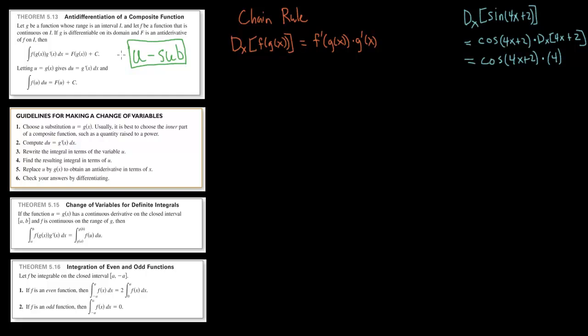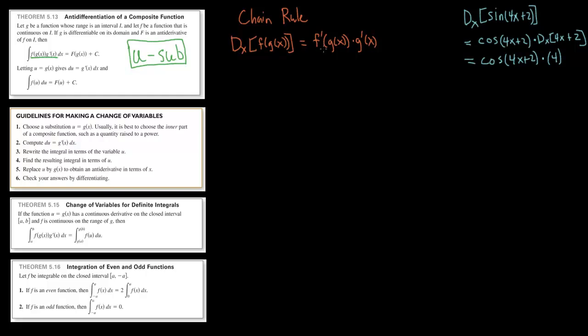If g is differentiable on its domain, and capital F is an antiderivative of lowercase f on that same interval, then the antiderivative of f evaluated at g of x times the derivative of g of x dx is equal to capital F evaluated at g of x plus c. So notice this is exactly what the chain rule gives us.